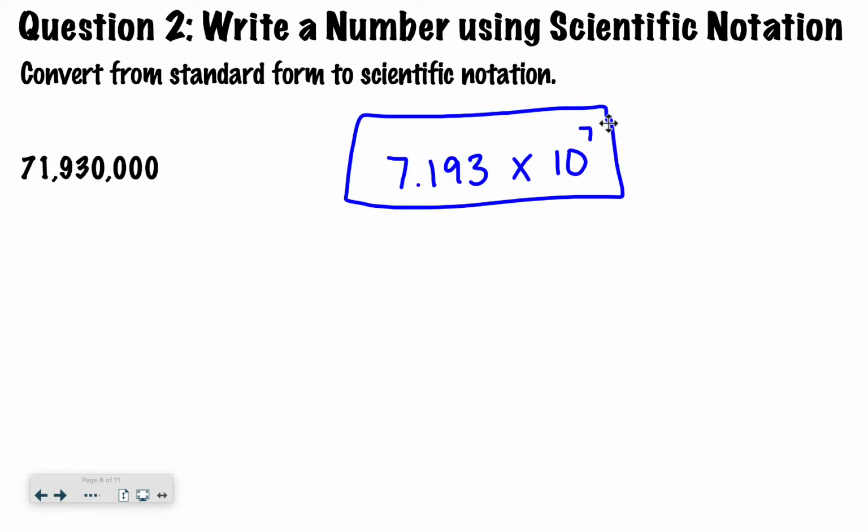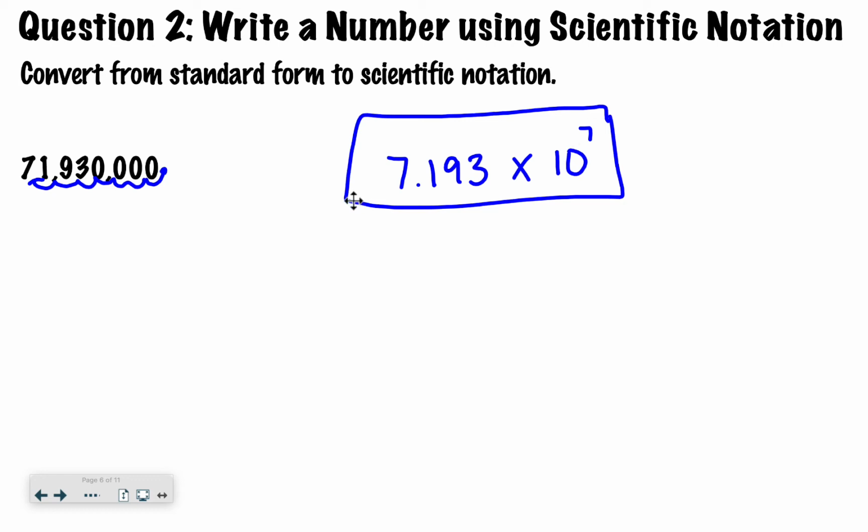All right, for this problem, hopefully you ended up with 7.193 times 10 to the 7th. If you have questions about that, please be sure to reach out for some help. But all I did was I counted, here's my decimal, and I counted 1, 2, 3, 4, 5, 6, 7. So that way my number was between 1 and 10. And then since my decimal moved to the left, it is a positive 7.